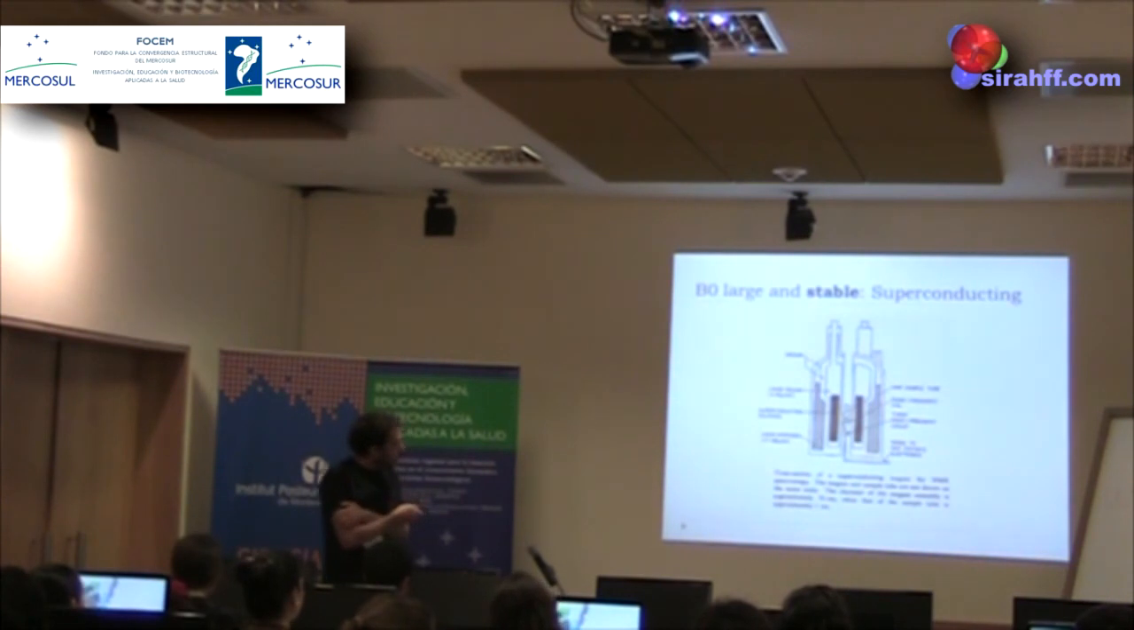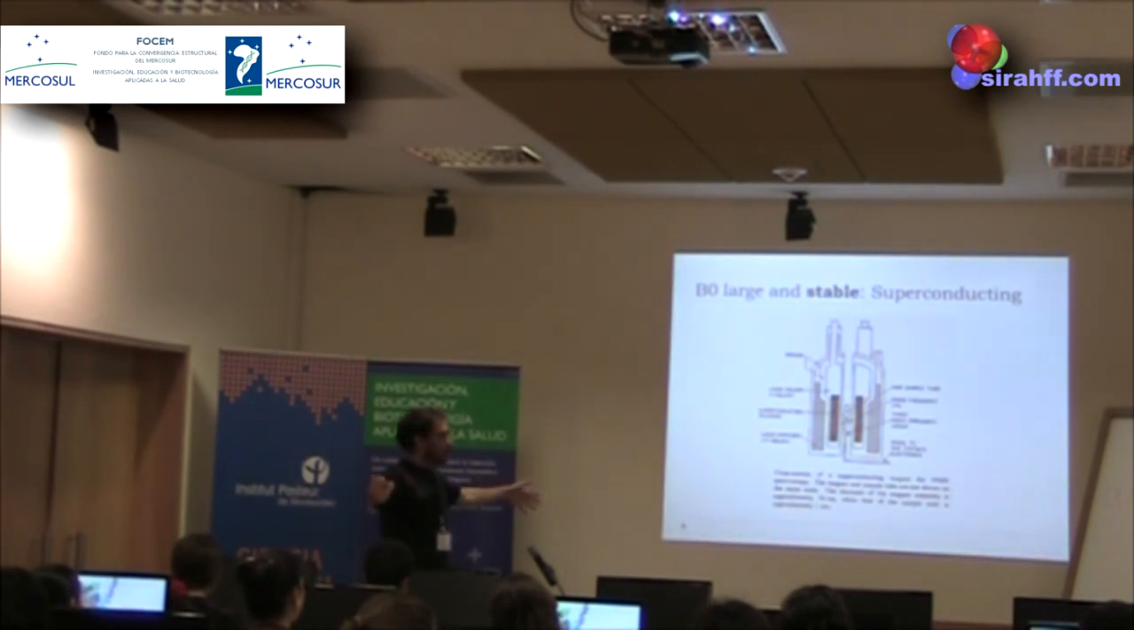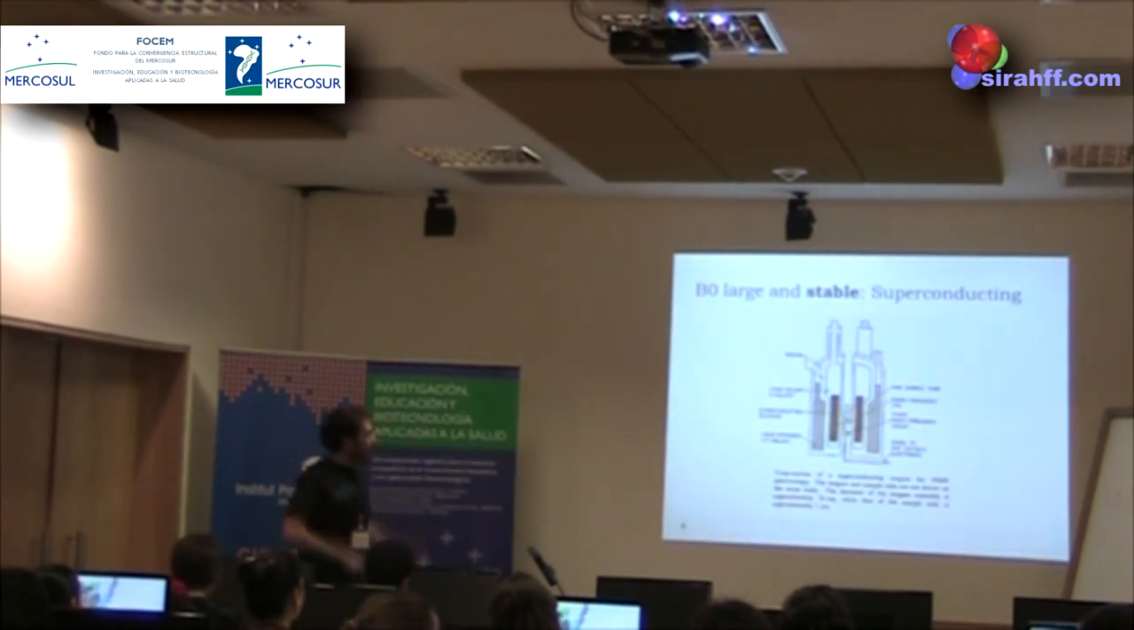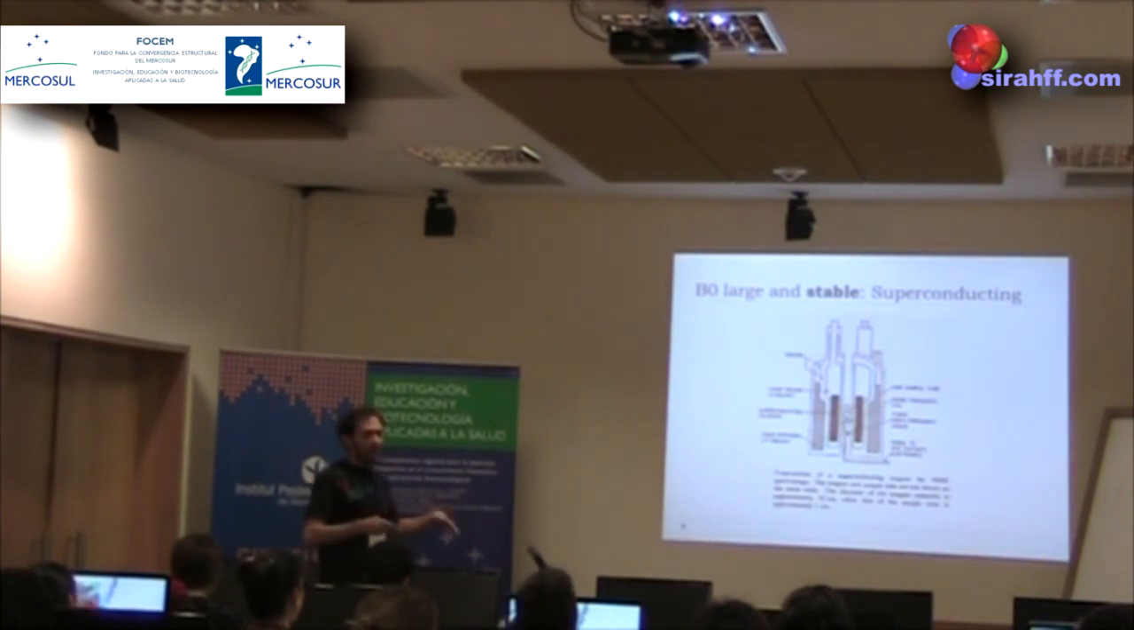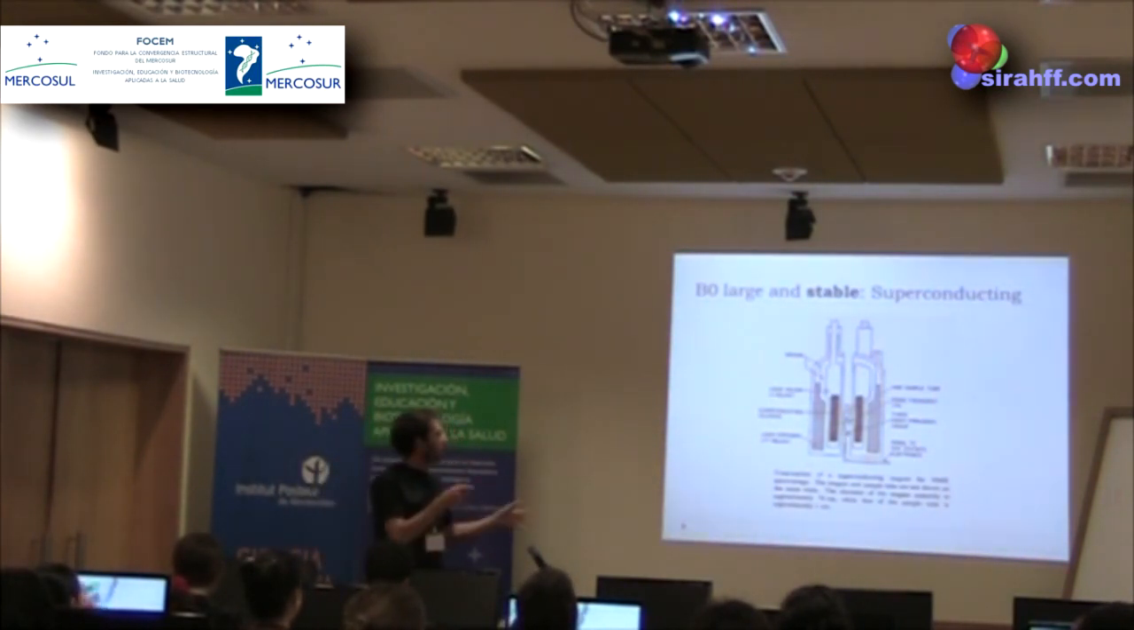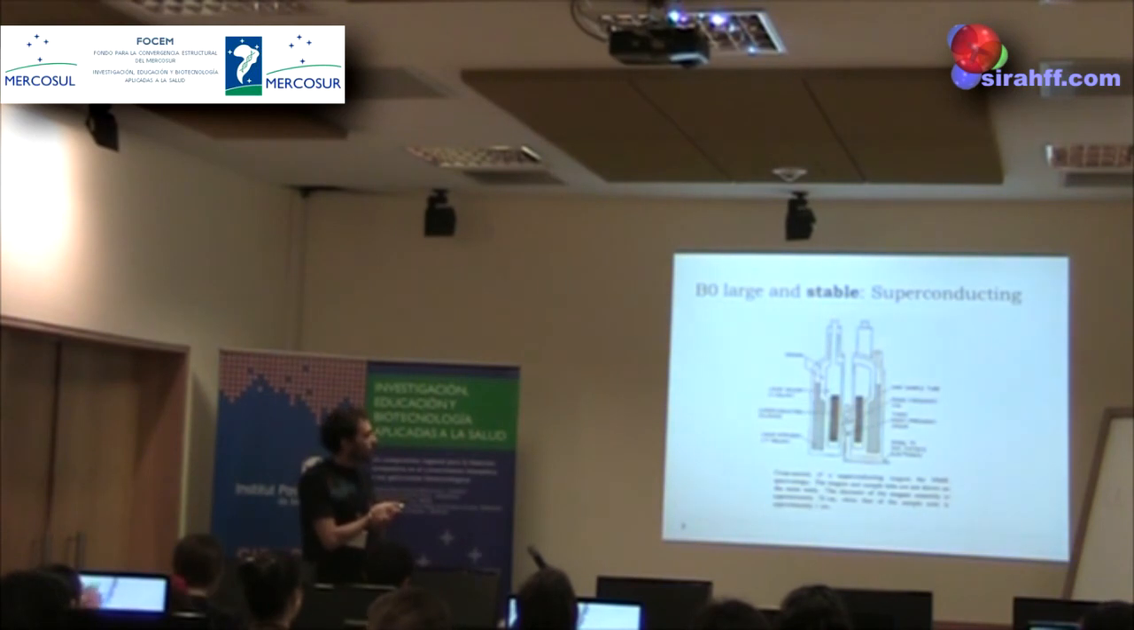How are they built? Well, when you see an NMR spectrometer, it looks like a big water tank. And what you have inside is two Dewar flasks. One outside, which is filled with liquid nitrogen, and one inside, which is filled with liquid helium. And inside the liquid helium Dewar, you have the coil.